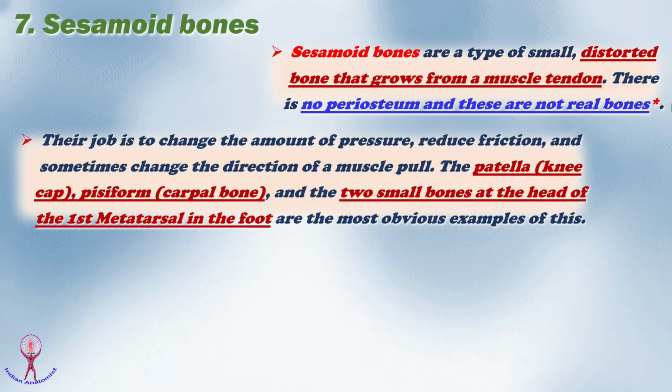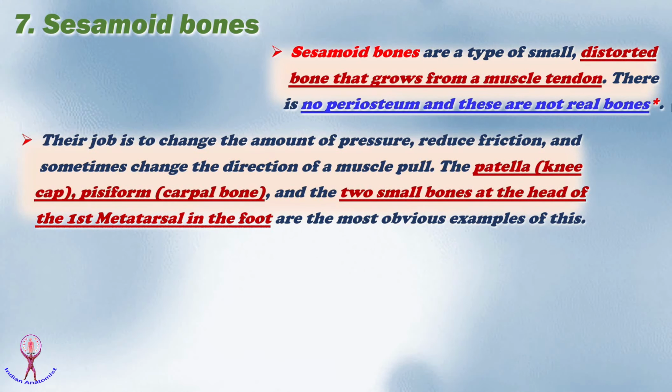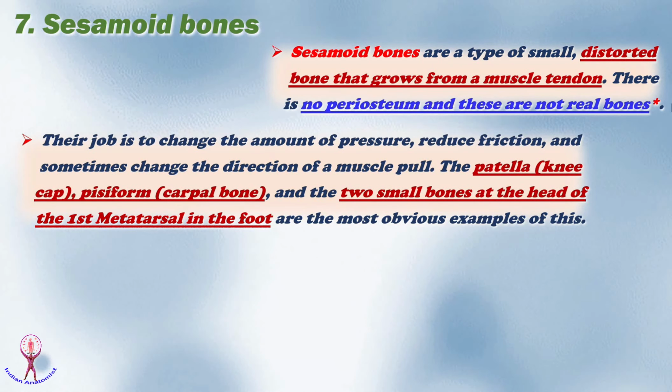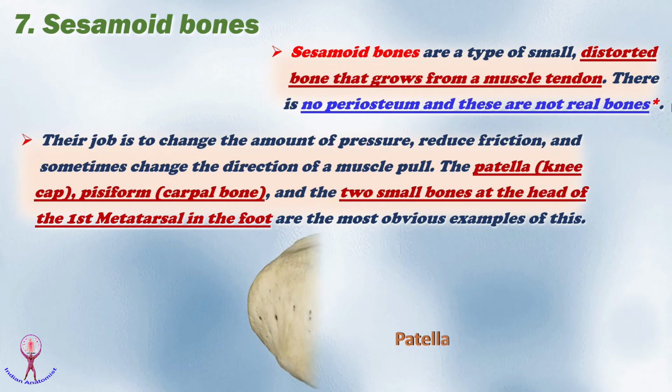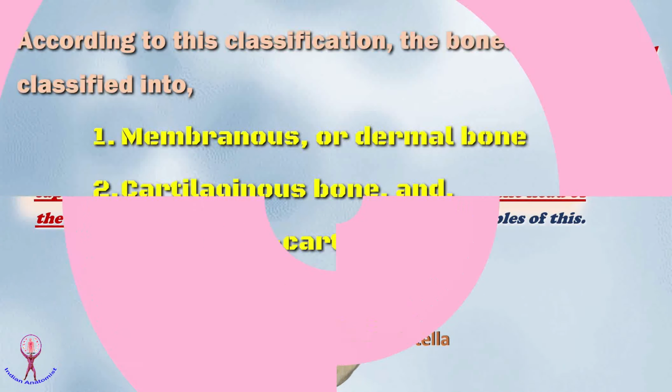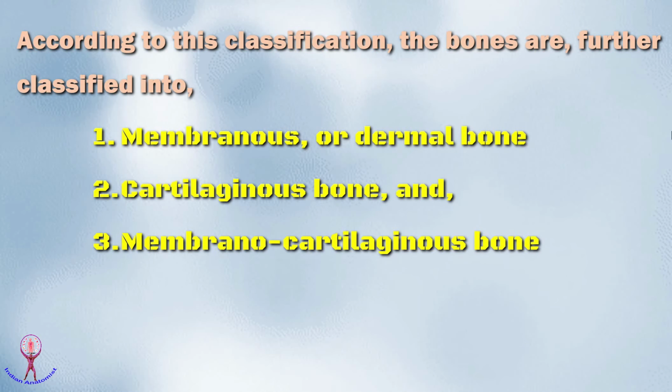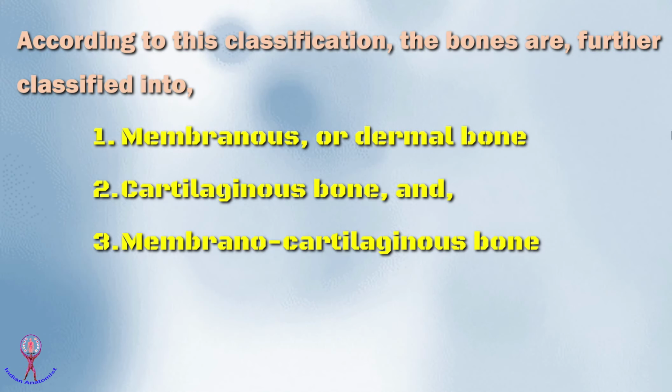The patella or kneecap, pisiform, one of the carpal bones, and two small bones present at the head of the first metatarsal in the foot, are the most obvious examples of this. Students, we have completed two bone classifications.